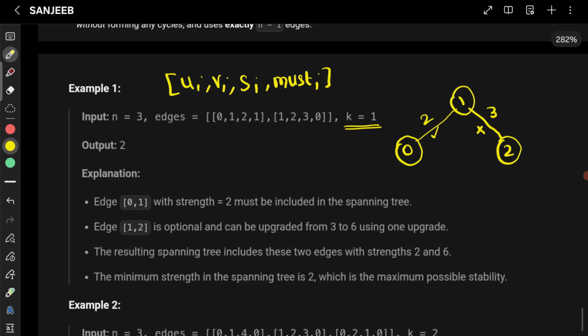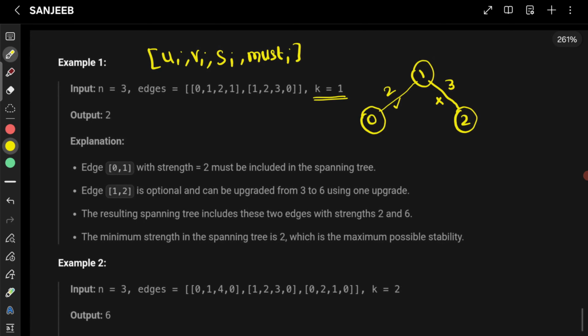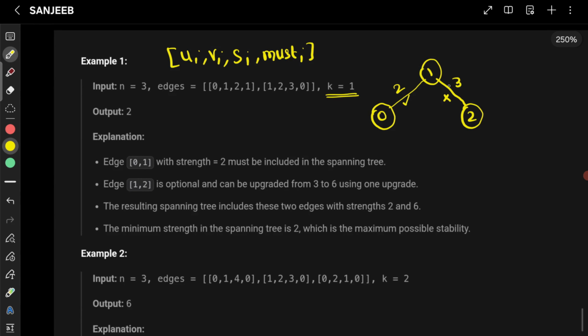So for this example, what will be the edges? This edge is required, and for a spanning tree with 3 nodes there must be 2 edges, so this edge is also required. We'll upgrade this edge, so it becomes 3 into 2, which is 6, and the minimum strength in this entire spanning tree is 2, so the answer is 2.